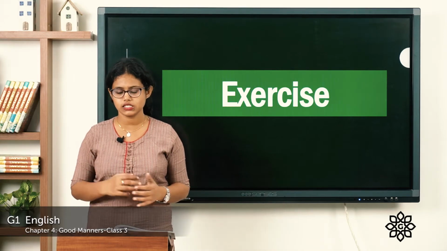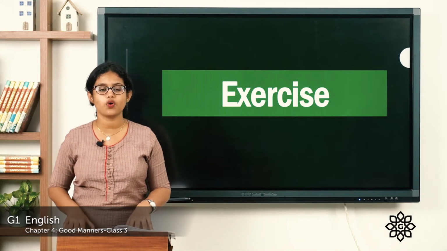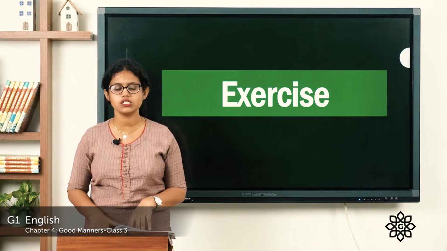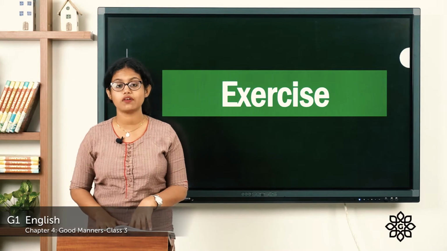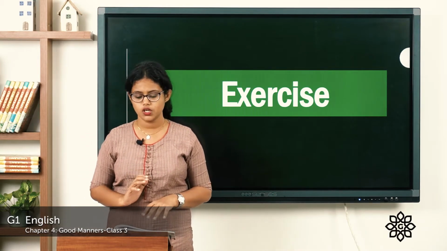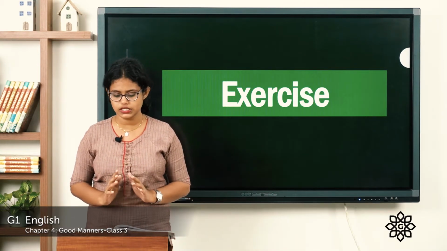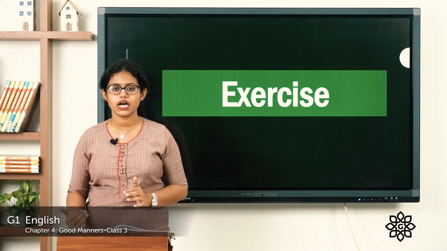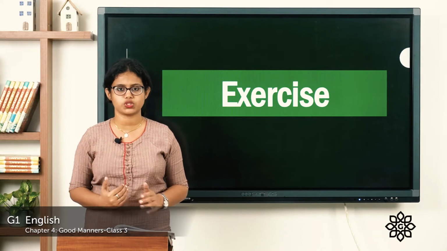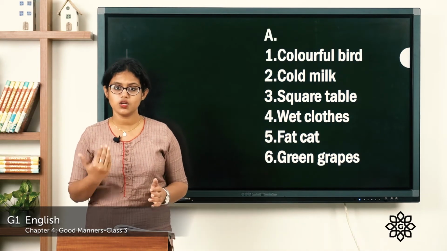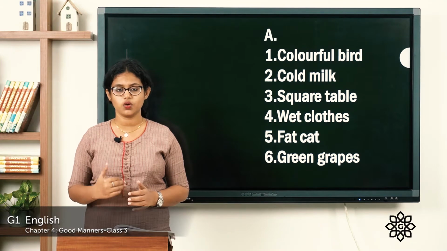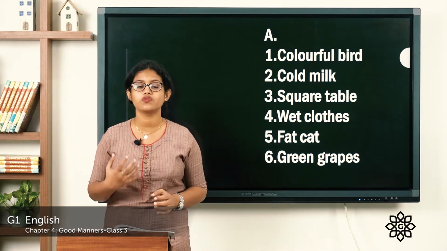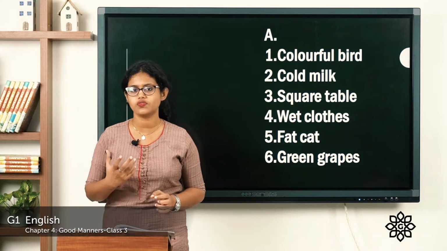Coming to the exercise. Now let's take page number 49. Here you can see pictures. What you have to do is look at these pictures and tick the correct option. Let's see the first one. You can see a parrot and 2 options are given. Pink bird, colorful bird. Which is the correct option? Is it pink in color? No. It is a colorful bird with a red beak and green feathers. So the correct option is colorful bird.